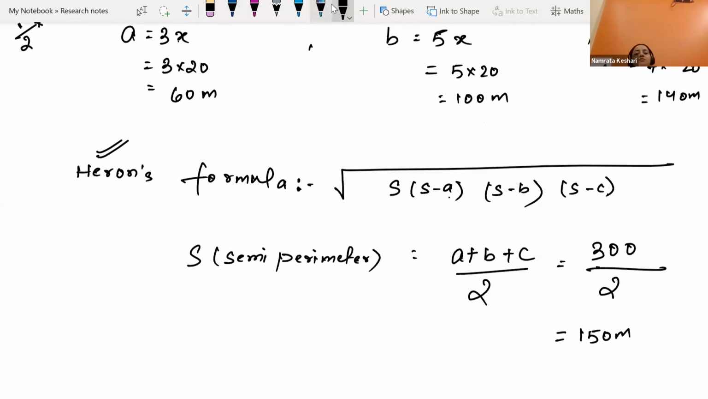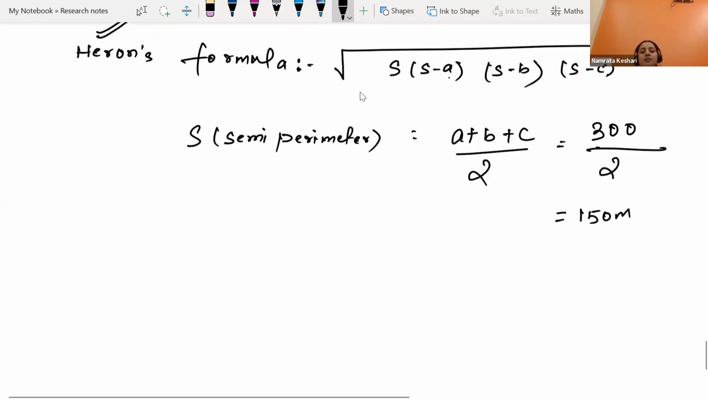For s there is a formula a plus b plus c by 2, and we call it the semi-perimeter. It is just half of the perimeter. Half of a circle is called a semicircle; half of the perimeter is called the semi-perimeter. So s is nothing but the semi-perimeter. We know s, we know a, b, c. Please put the values and find it.